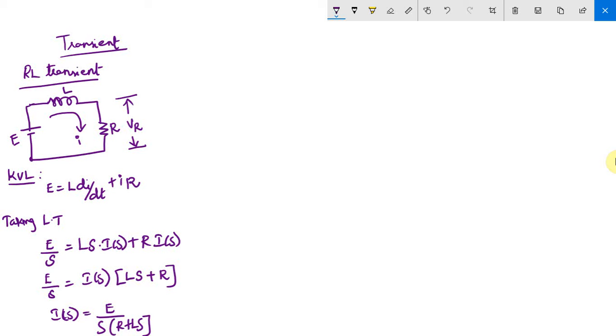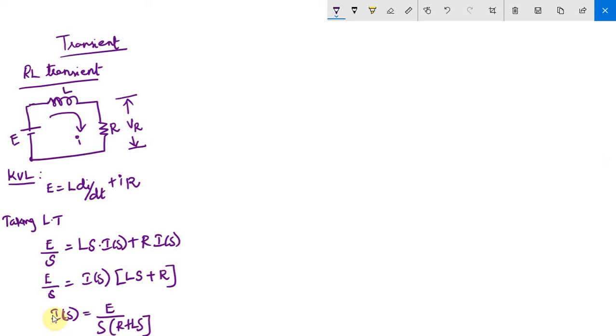Right, now we need to find the current in terms of the time domain, I of t. So now we need to find I of t from I of S. For that we have to take inverse Laplace transform. Generally, while taking inverse Laplace transform, if we have more than one S term in the denominator, we go for partial fraction. Here also we have two S terms in the denominator, so we need to take partial fraction before going for inverse Laplace transform.